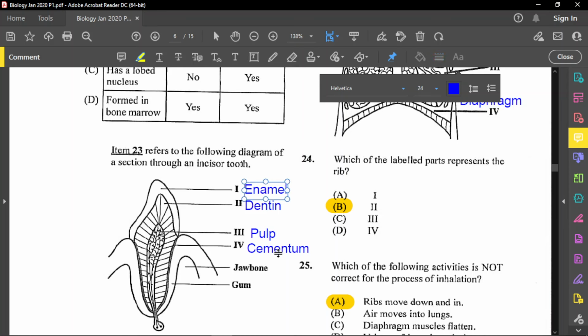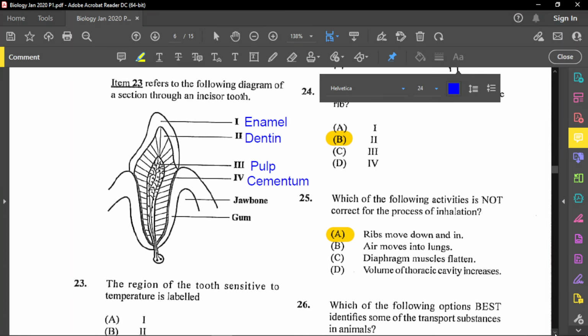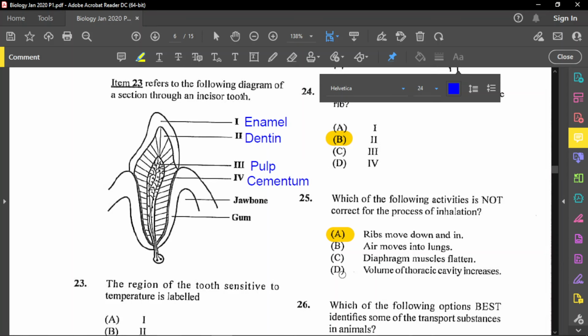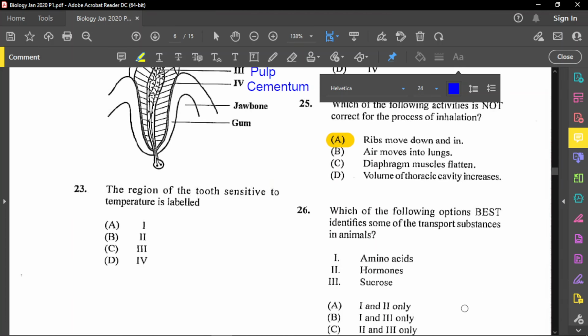Is that labeled for you? All right, just a reminder of those parts. And here now it said that the region of the tooth sensitive to temperature is labeled as what? And we have the most nerve is in the pulp. All right, so blood vessels and nerve cells are nerve fiber as they are found in the pulp. So definitely that's where the sensitivity will be. So that will be part 3. And so 23, part 3 will be C. All right, so let's just highlight C real quick.